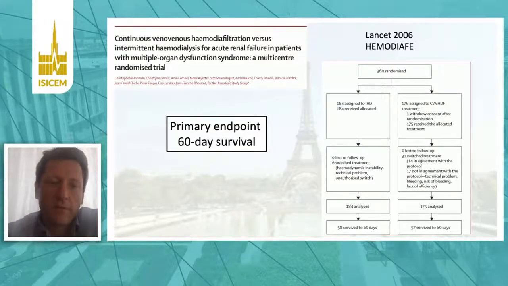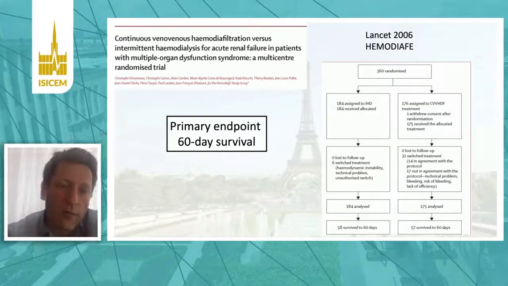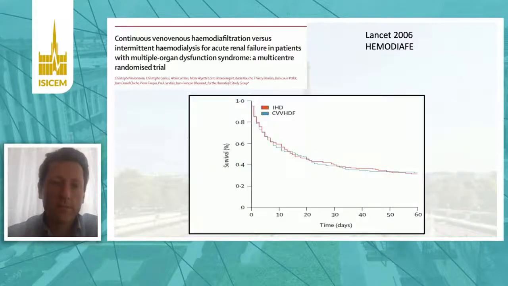What about mortality? This very important randomized control trial was published 15 years ago. This is the HEMODIAF trial. In this trial, they used a primary endpoint of 60-day mortality, and they compared continuous and intermittent renal replacement therapy. And the result of this trial is that there is no significant difference between intermittent and continuous when you look at mortality outcome after 60 days.